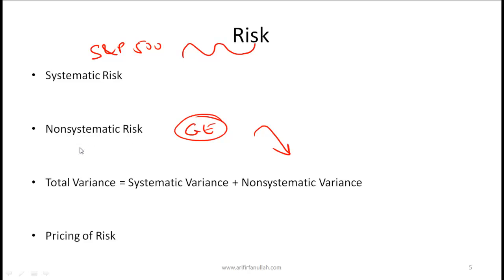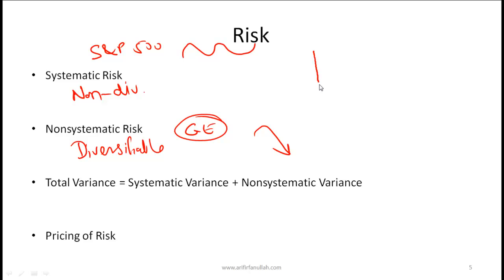Non-systematic risk is also sometimes called diversifiable risk, and systematic risk is sometimes called non-diversifiable risk. The implication being that once you are fully diversified, the only risk that you face is systematic risk, and hence it cannot be diversified any further.